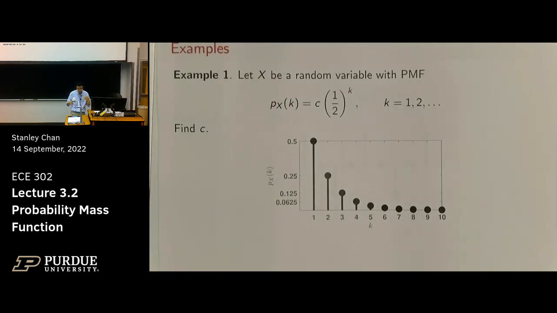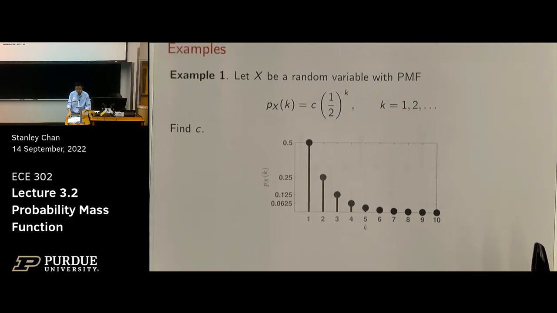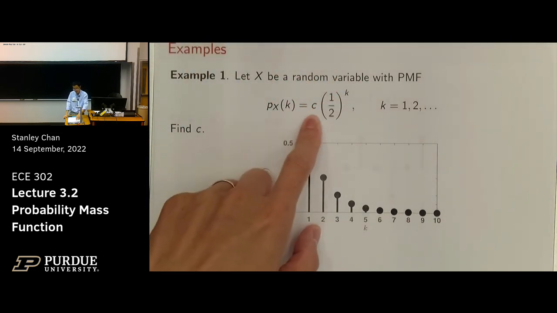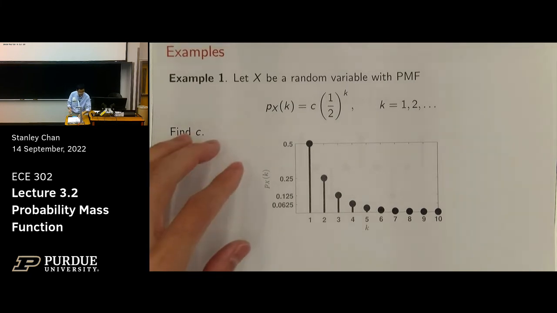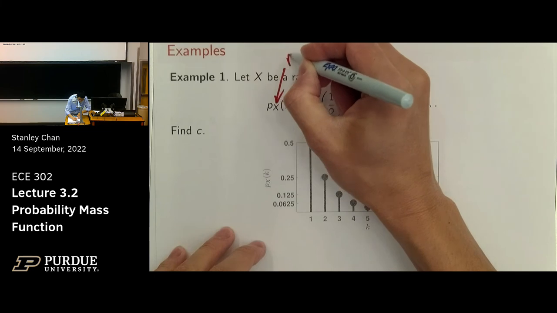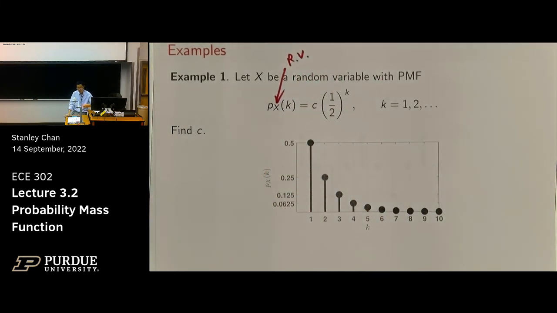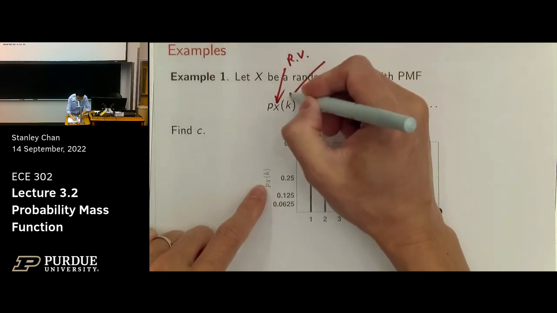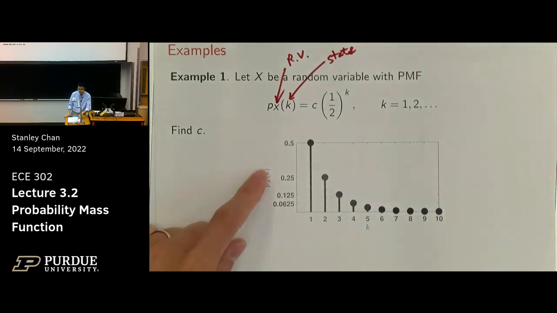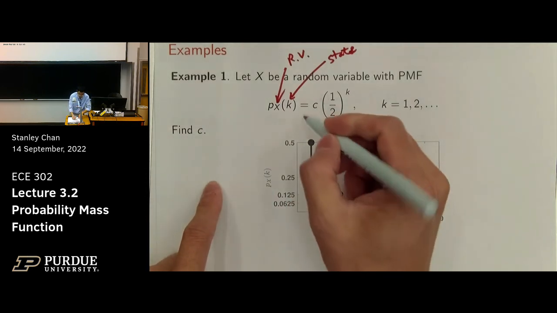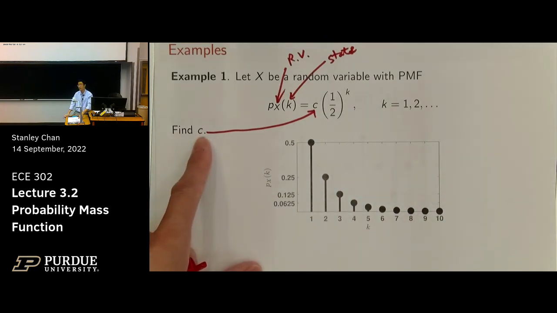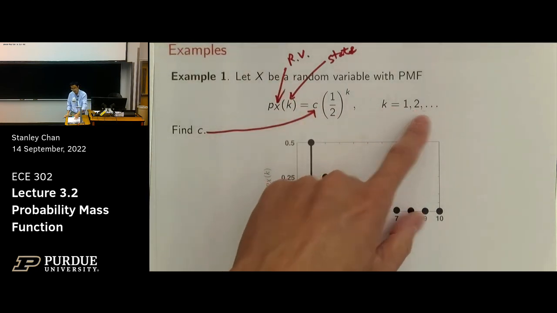Now let me give you an example, just to do a very little warm-up of this exercise. Example one: you have a random variable with this probability mass function. It has an equation, p_X(k) equals 1 over 2 to the power k, with a constant c outside. There are a couple of notations here. This X is the random variable, RV, that denotes the object that we are studying. There is a k, which is the state. This is a dummy variable that I'm going to define. This k equals 1, 2, 3, all the way to infinity. There is a constant c, which I want to find out. So I ask, if this is the probability mass function for k equals 1 to infinity, what is c?